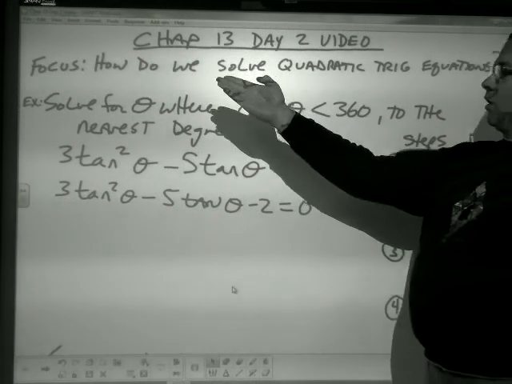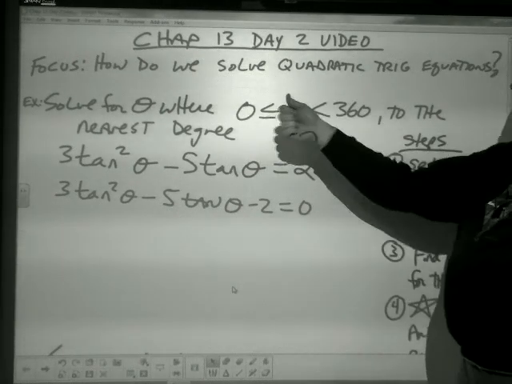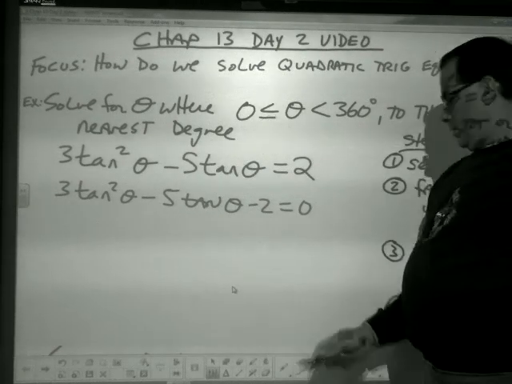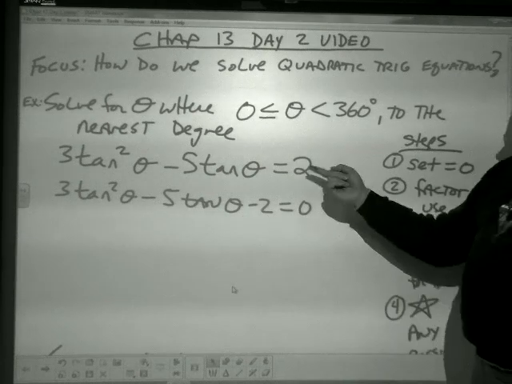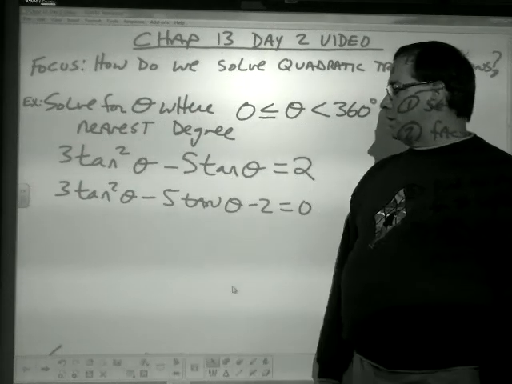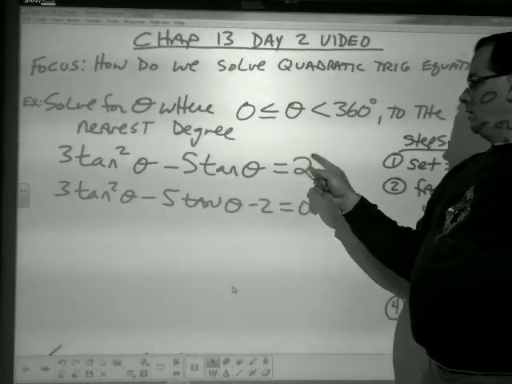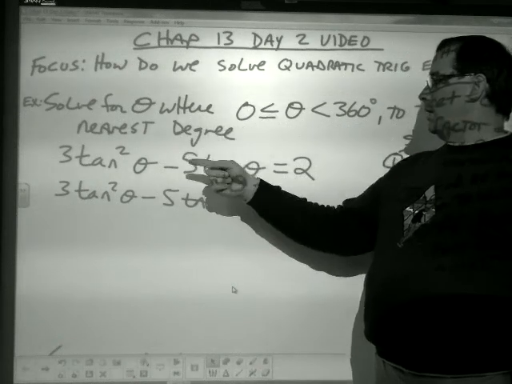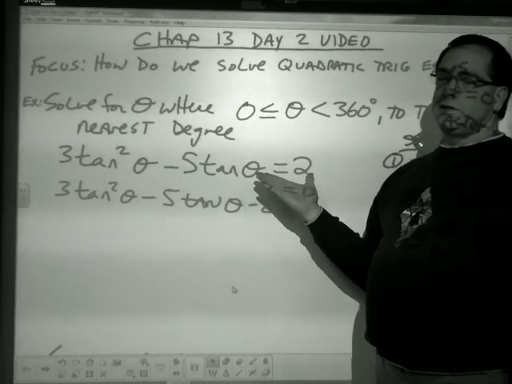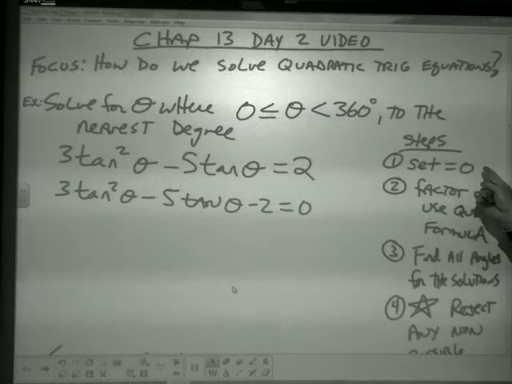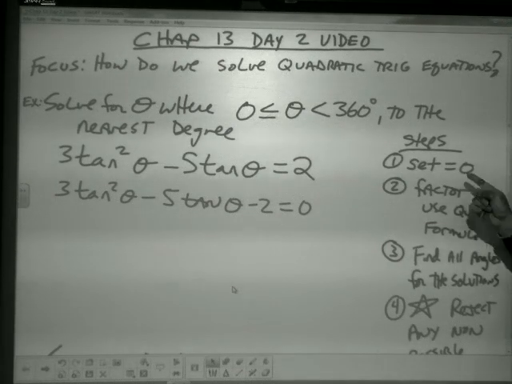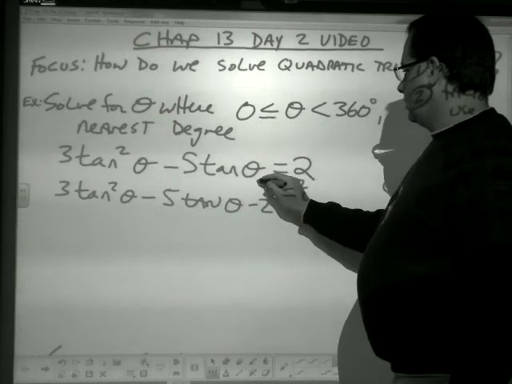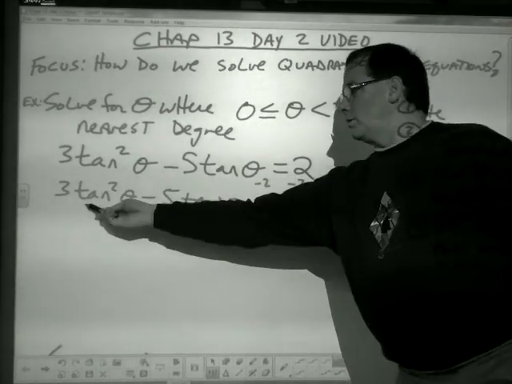For example, solve for theta where theta is between 0 and 360 degrees, to the nearest degree. So here's the equation. 3 tan squared theta minus 5 tan theta equals 2. So this is just like 3x squared minus 5x equals 2. We treat it the same way. First thing, get it equal to 0. So we're going to subtract 2 from both sides. And now we have it equal to 0.